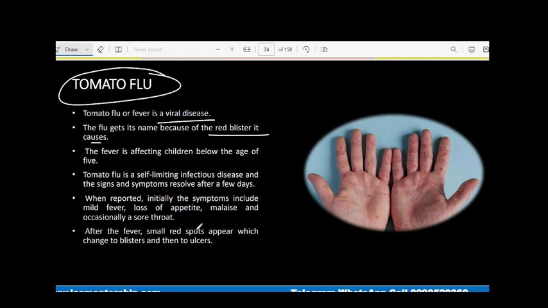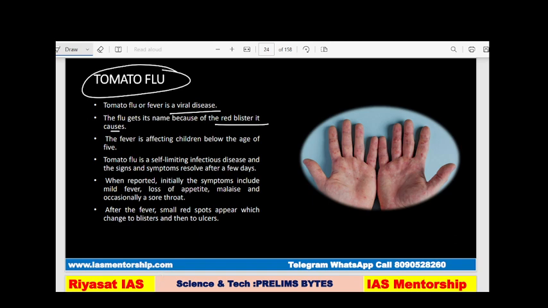Let us understand basically what it is. So tomato flu एक तरह का वायरल डिजीज है. You need to know, this is affecting children below the age of 5. 5 साल से कम बच्चों की उम्र वाले जो चिल्ड्रन है, बच्चे हैं, उनको ये इफेक्ट कर रहा है. It's a self-limiting infectious disease and the signs and symptoms resolve. अपने आप ही ठीक हो जाता है ये कुछ दिनों में, ये बोलने का मतलब है.